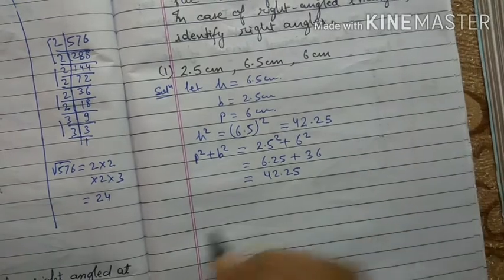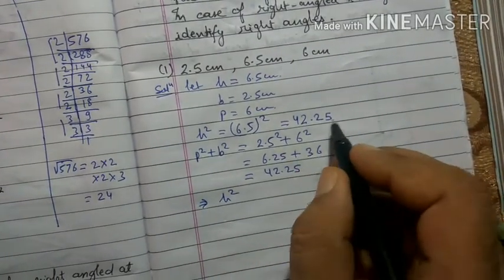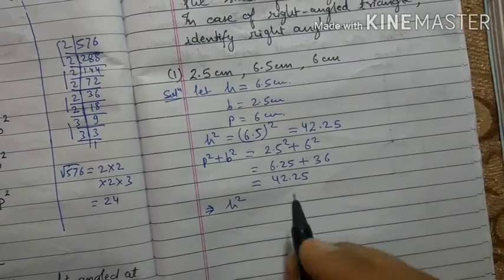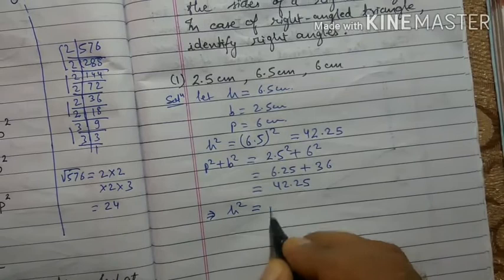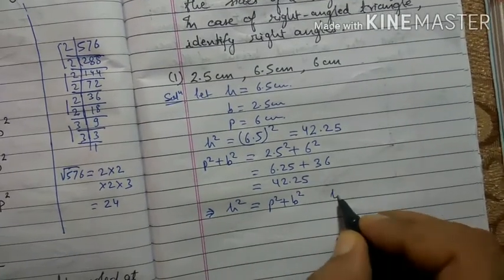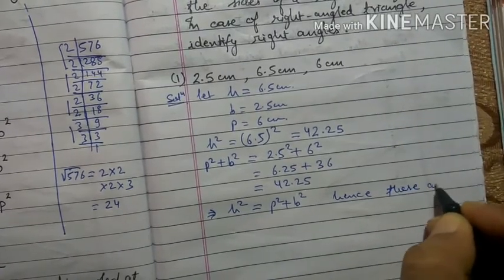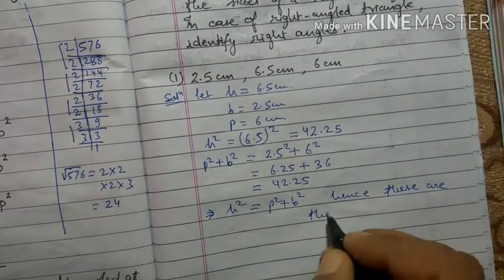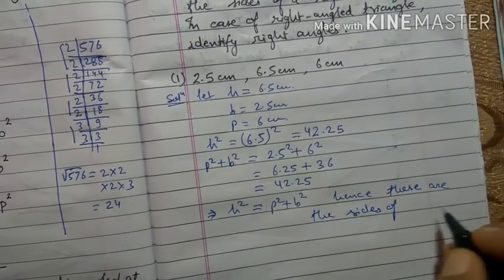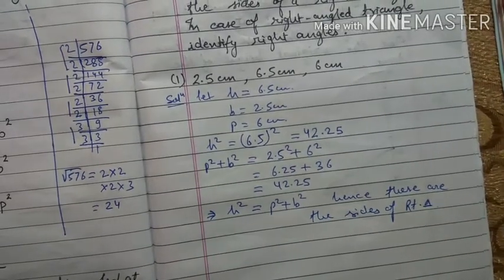Now yes, this implies that h square is 42.25 and p square plus b square is also 42.25. So h square is equal to p square plus b square. Hence these are the sides of a right triangle.